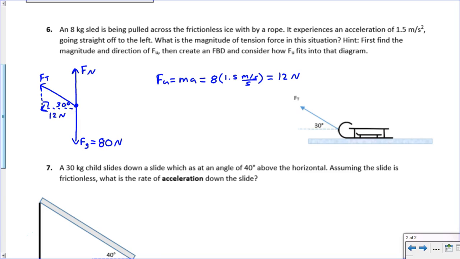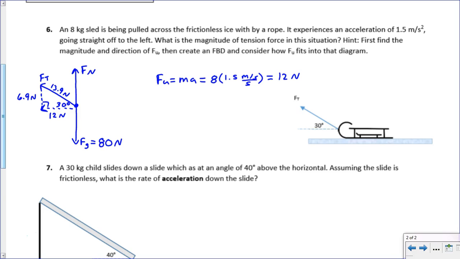Then what you can do is use trigonometry to figure out the other sides of the tension force, because I'd asked you to find the magnitude of the tension force. That was the whole point of this problem. So 12 was just that horizontal component of it. You can figure out that the vertical component of it is 6.9 newtons, and that the tension overall is 13.9 newtons just by using trigonometry.